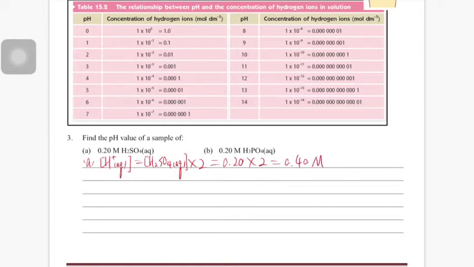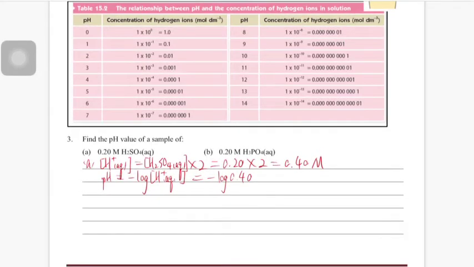Okay, so if we want to work out the pH, we just need to take minus log of the hydrogen ion concentration. So that will be minus log of 0.40, and the answer should be roughly equal to 0.40. Okay, that's for part A.